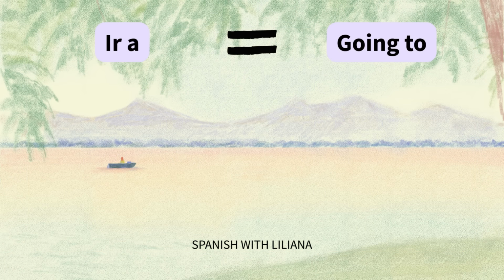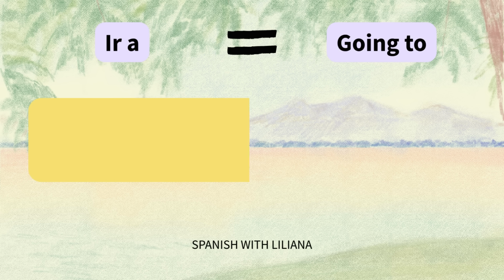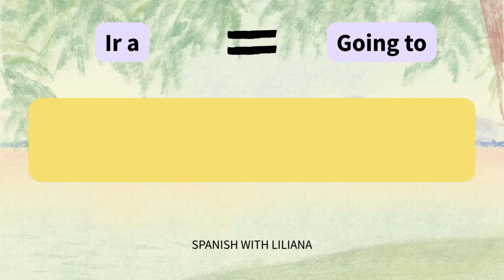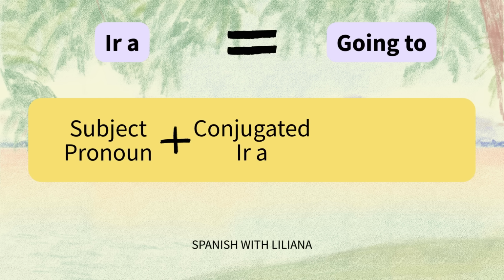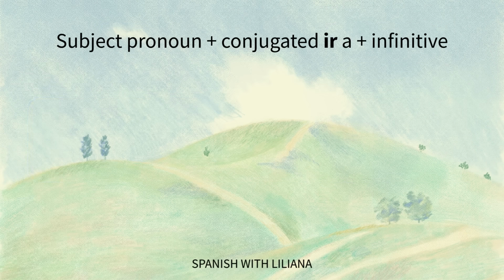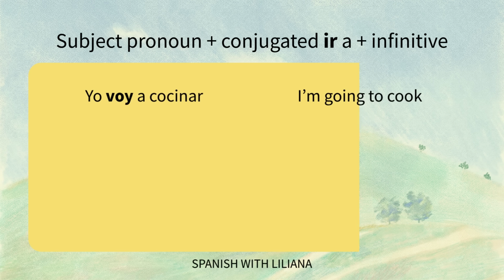The next verb that works very similarly is ir a, going to. And with this one, we are going to use the present tense of ir. So the structure is very similar. We see the pronoun, then the conjugated ir, plus an infinitive verb. For yo, we use voy.